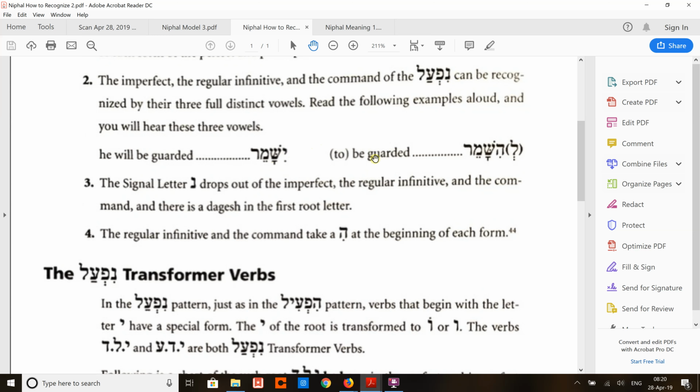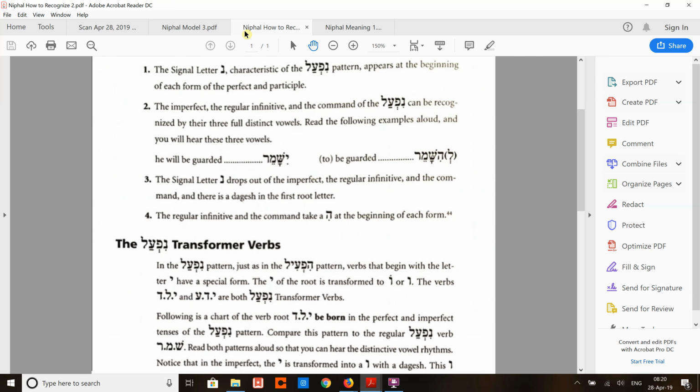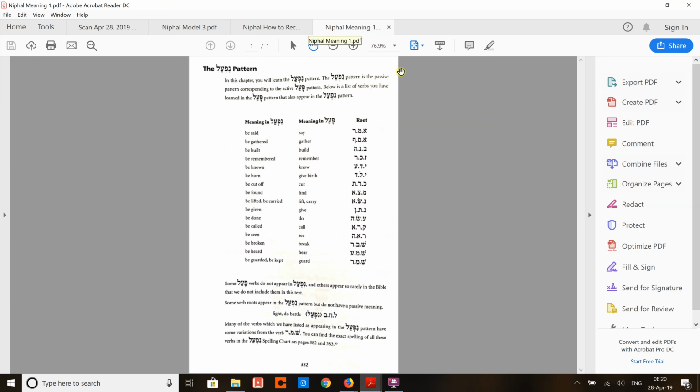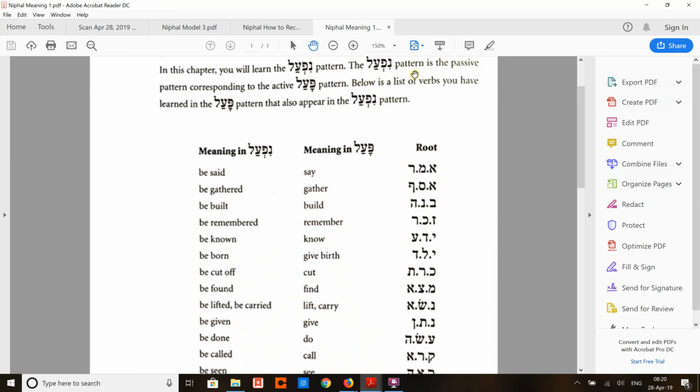So we're going to look at some examples. Well, let's actually look at meaning first. I'm sorry. So we're going to learn about the nif'al. The nif'al pattern is a passive pattern. We have learned some ways of doing passive, like with the passive participle. But this is an entire verbal stem that focuses on verbal stems that can be turned into passive verbs. So let's look at an example.